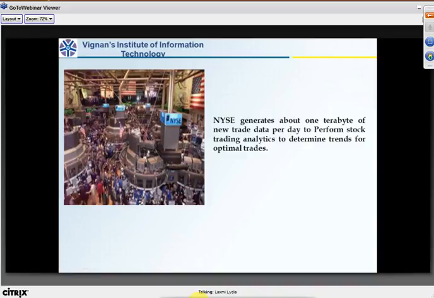So from the New York Stock Exchange itself, we are getting 1 terabyte of data per trade in a day to perform stock market analysis. There are different zones in the world from where we also get lots and lots of data. Just as an example, I have shown you the New York Stock Exchange market, proving how big data is being generated more and more in the world.